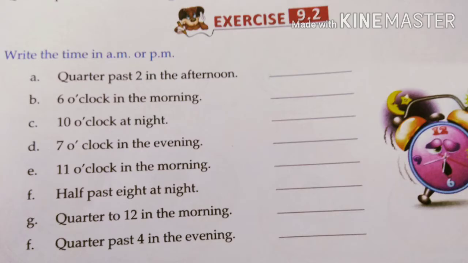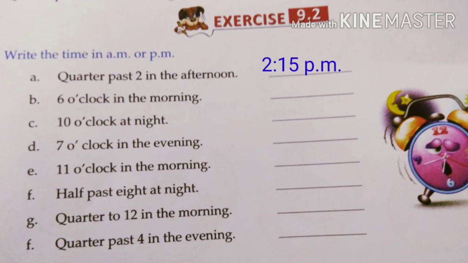Now we will discuss exercise 9.2. Write the time in AM or PM. Number A. 2:15 in the afternoon. Afternoon means the time after 12 o'clock noon. Okay, so after 12 o'clock noon, the time will be represented in PM. So 2:15 in the afternoon will be 2:15 PM.